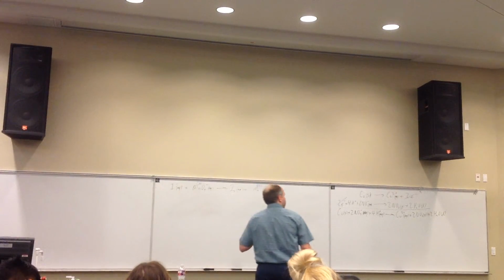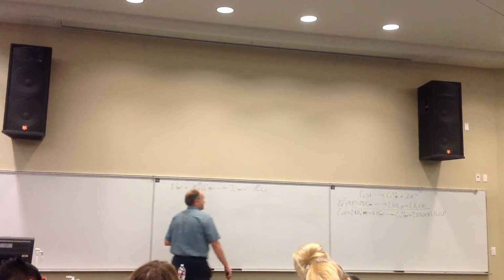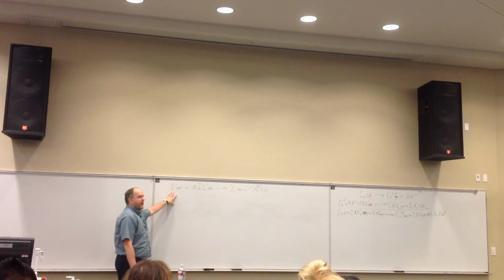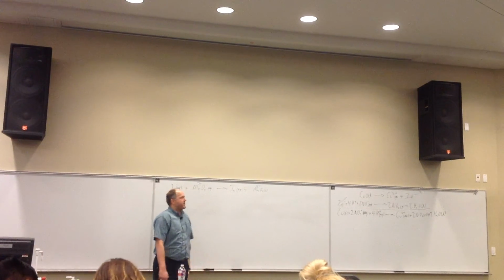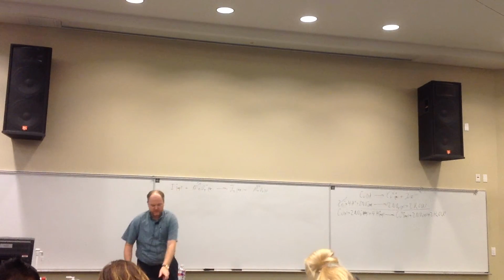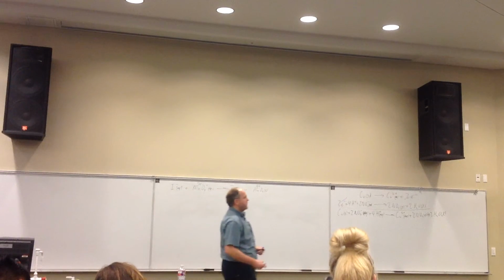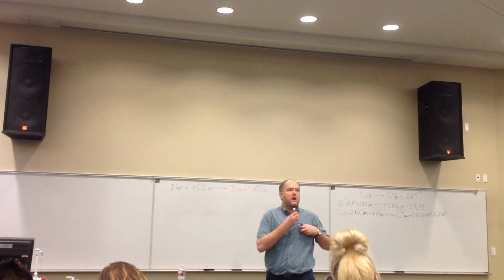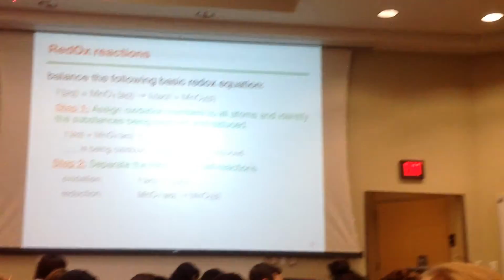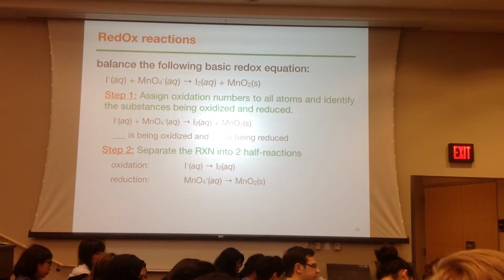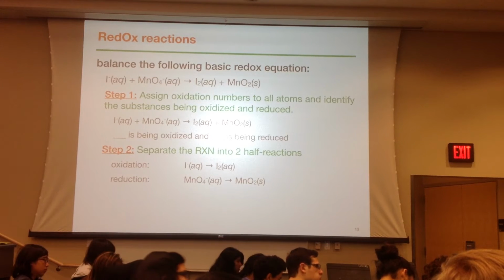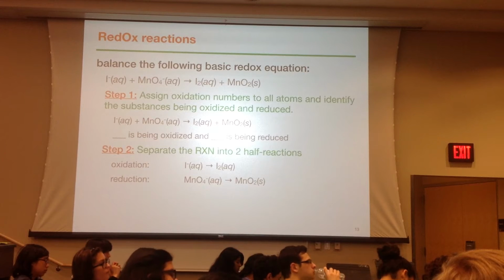Okay? So separated into 2 half reactions. Everything that contains iodide is going to be in my oxidation half reaction, so it's going to be I- going to I2. And then permanganate going to manganese dioxide is going to be my reduction half reaction. All right. After I separate it into half reactions, the next step is to balance with respect to mass. Start with everything other than H and O first.